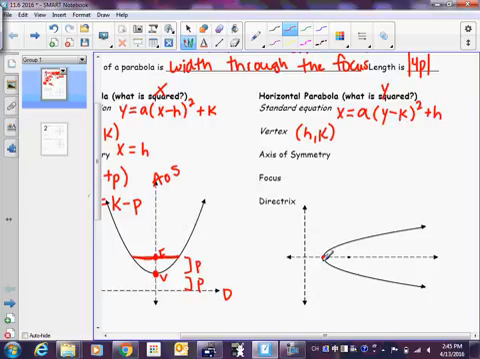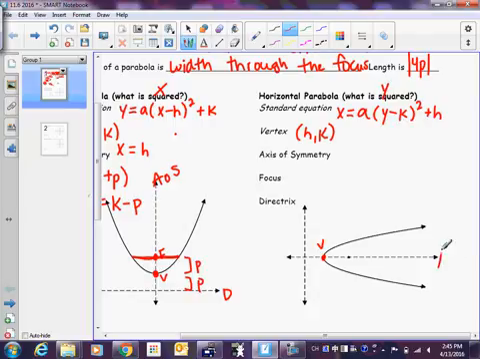Okay, so here's the vertex on this parabola. If h is negative, it becomes positive. Let's wait till we get to an example. I think it'll make more sense then. Okay, here we have a vertex.